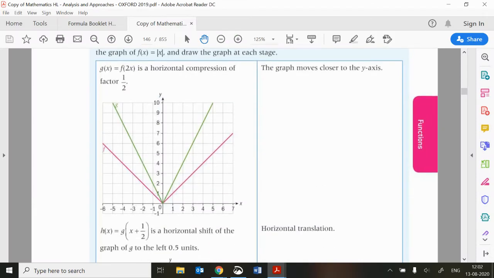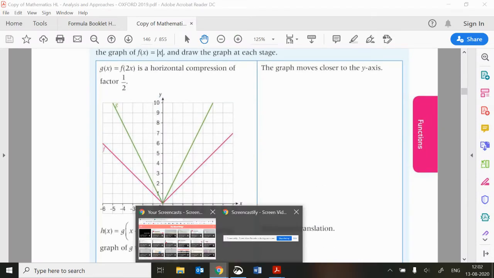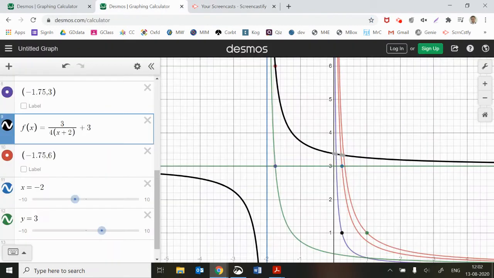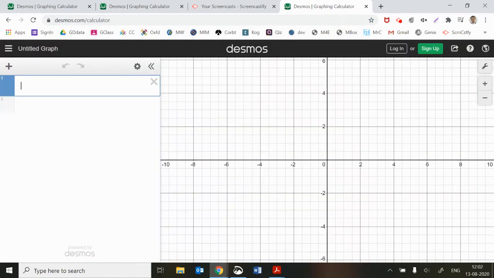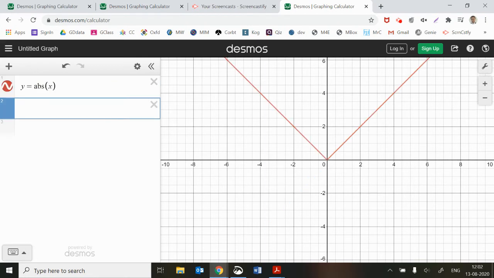And so you can see, tell you what, let's actually do this on Desmos. So actually, just put a new Desmos in, quicker for me to do that. And we can see, what have we got? We've got y is equal to the absolute value of x. Okay, so that's our modulus brackets basically.